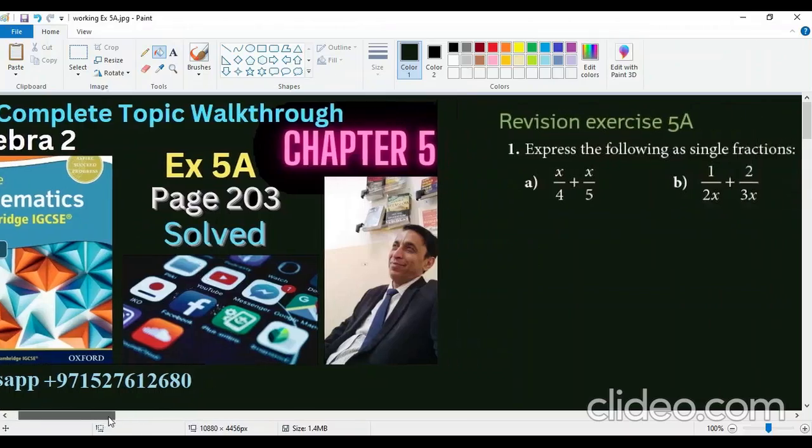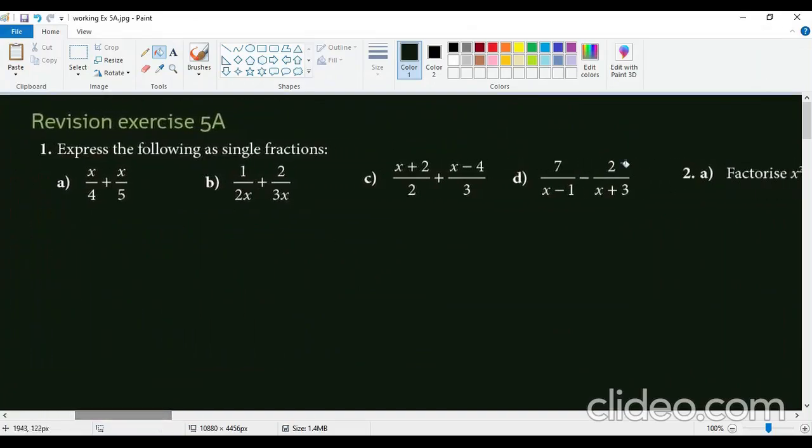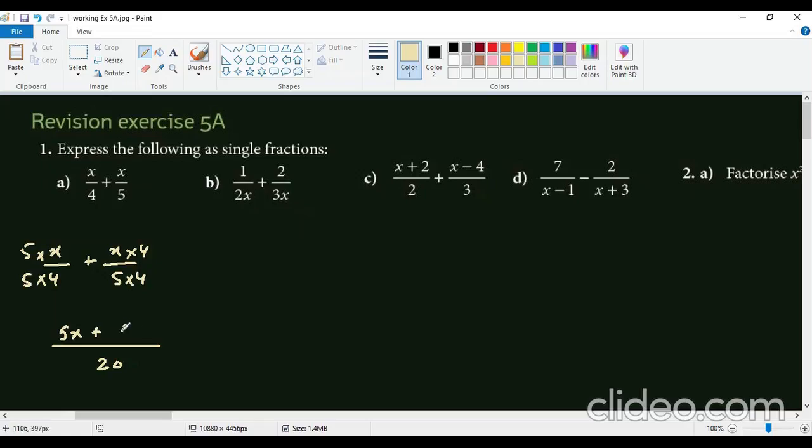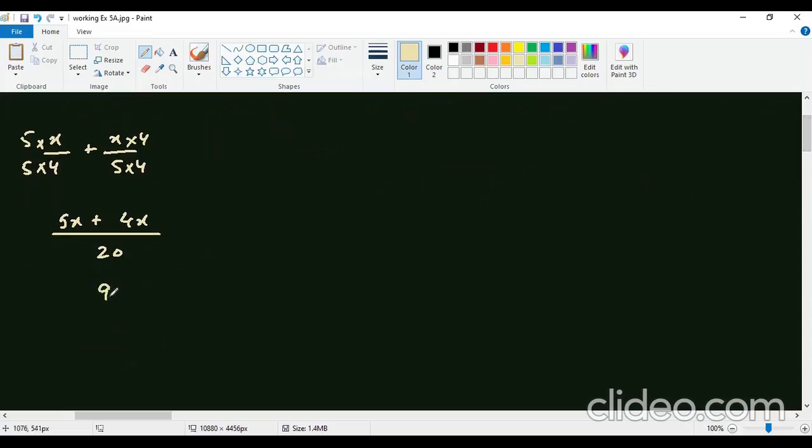So let's see. The first topic is taken from algebraic fractions. In here, we are going to do the same thing as we do in normal fractions. I am going to write x over 4 plus x over 5. Now I want to make these two equal. I multiply by 5, this multiply by 4, this multiply by 4, and this multiply by 5. So in the denominator, I will write a 20, and on top I will write 5x and 4x. So it's going to be 9x over 20, your final answer.